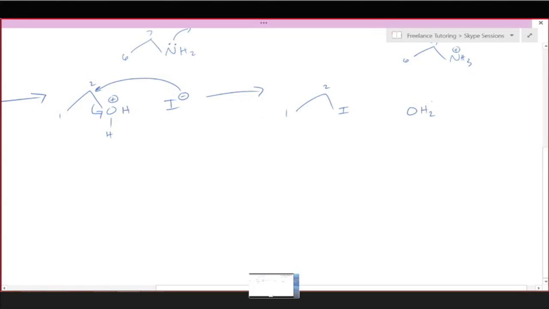Okay, so does it look like we're done or we need another step? Looks like we're done. How can you tell? The main molecule has no more charge. Okay, good.